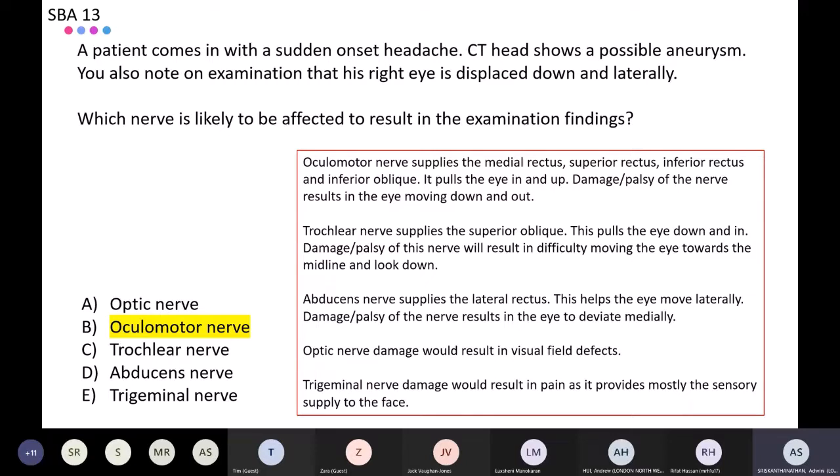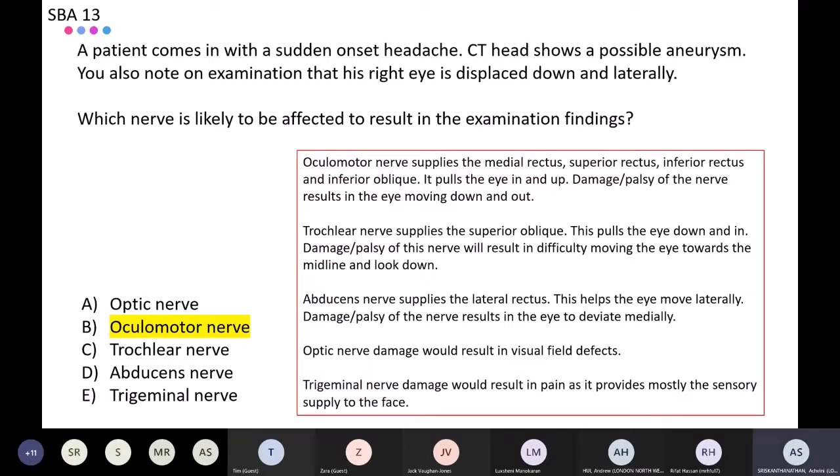So your trochlear nerve supplies the superior oblique, and that's the one that pulls it down and in. So that's towards your nose and looking kind of down at the tip of your nose. And any kind of damage to this or any palsy would make it difficult for you to look towards the midline and downwards. And that's your cranial nerve 4.